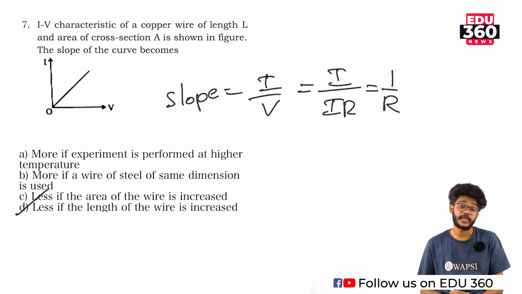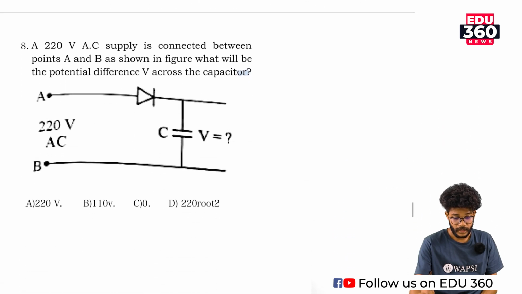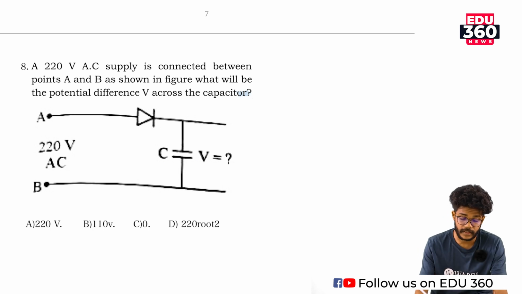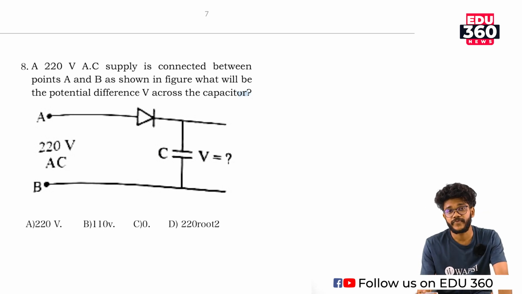So we can move to the 8th question. A 220 volt AC supply is connected between points A and B as shown in the figure. So we have to find the potential difference across the capacitor. See, if we remove the capacitor, there is only a diode. The diode will rectify the AC source, but it will not affect the potential.